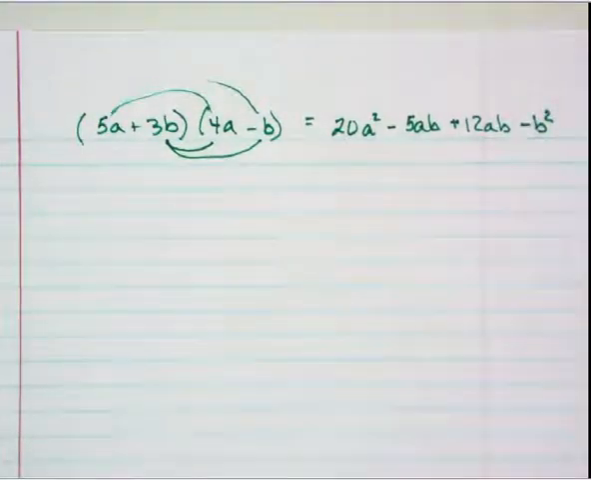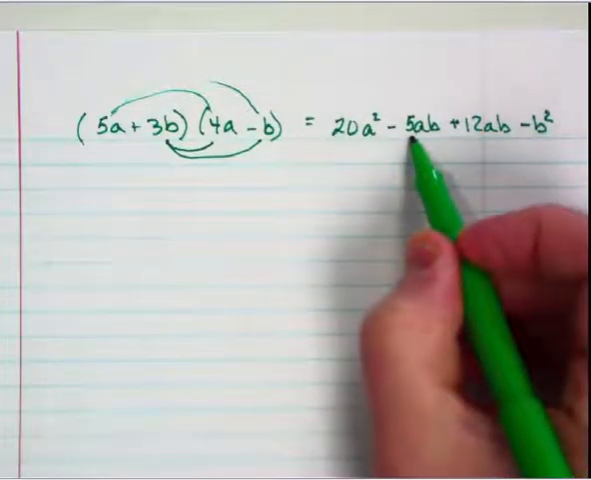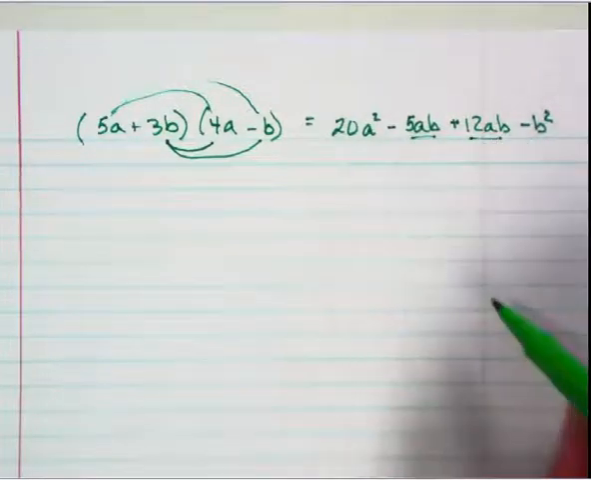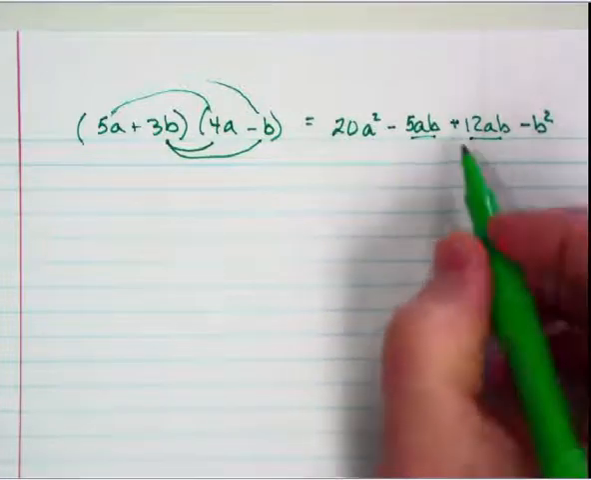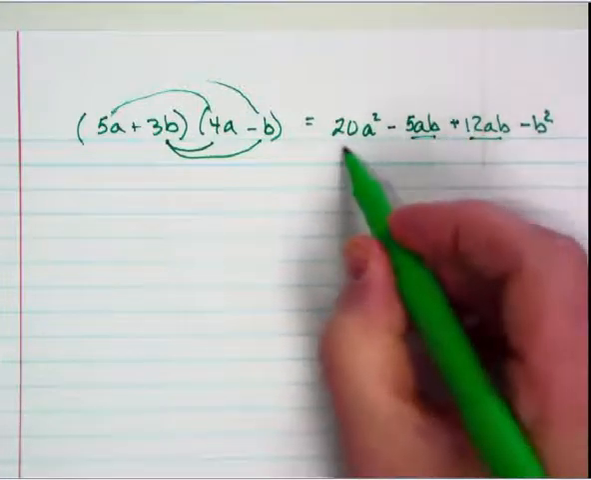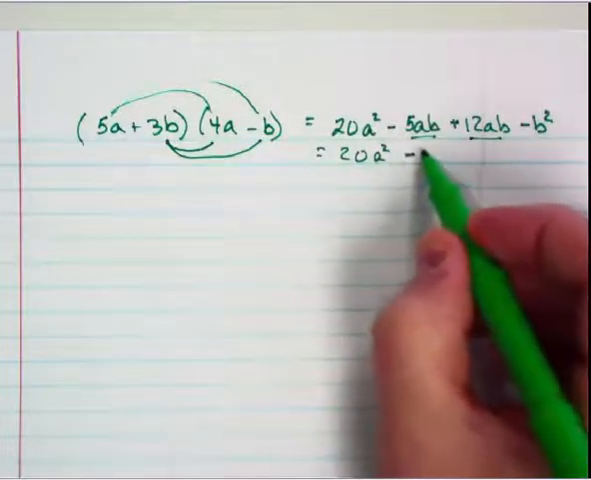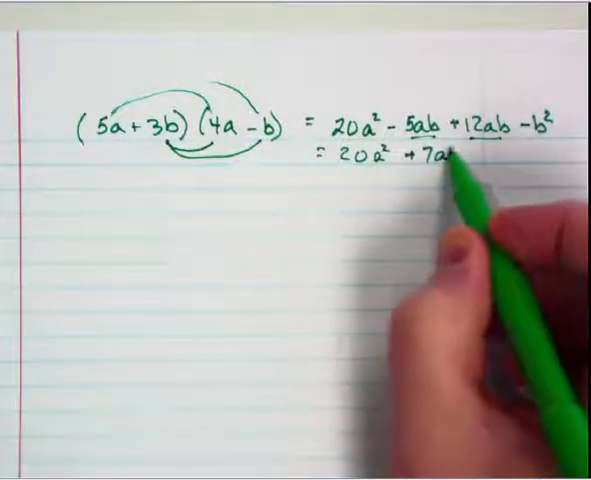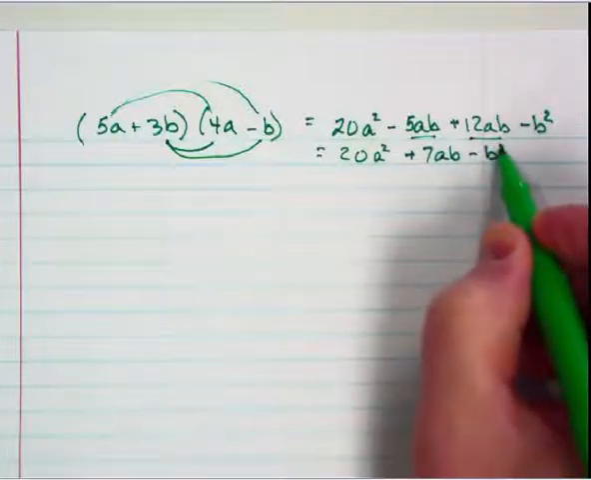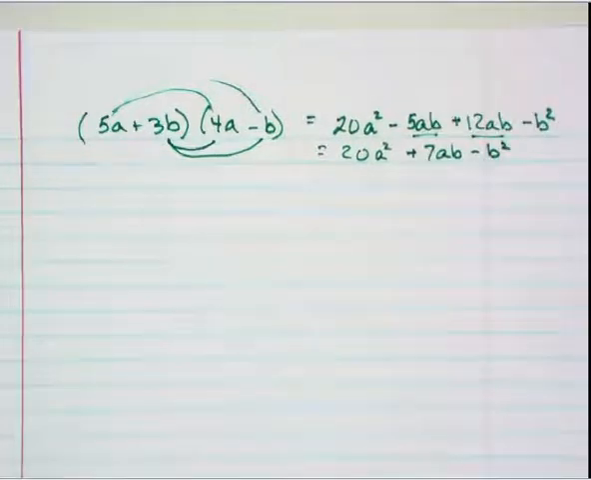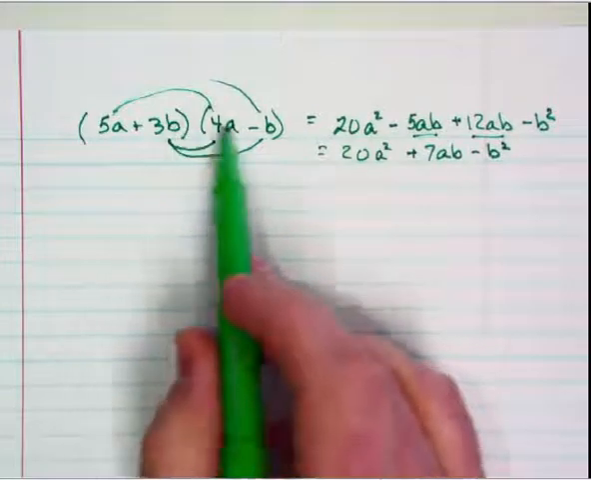Okay? Do I still have like terms? Notice this is ab and this is ab. Those are like terms. So these get combined. My answer should be 20a squared plus 7ab minus b squared. Okay? Again, these are equivalent.